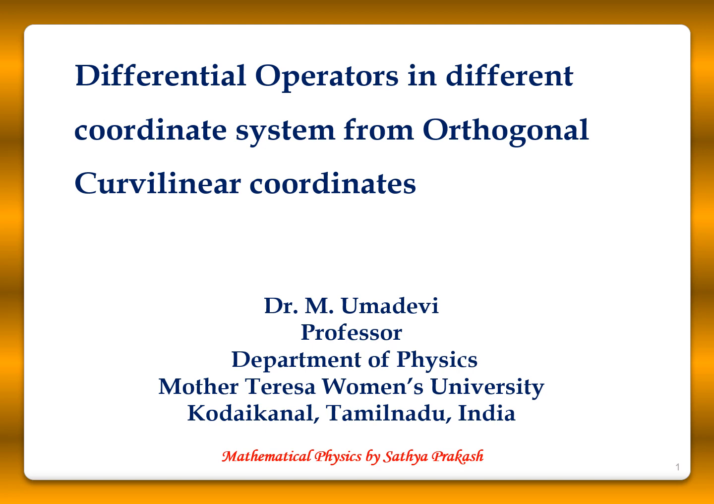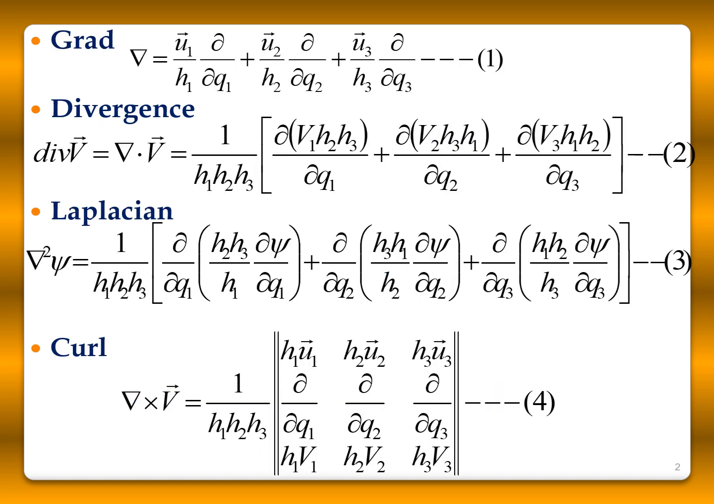Now we'll see the differential operators in different coordinate systems from orthogonal curvilinear coordinates. In terms of curvilinear coordinates, the gradient is written as u1 vector divided by h1 dou by dou q1 plus u2 vector by h2 dou by dou q2 plus u3 vector by h3 dou by dou q3.